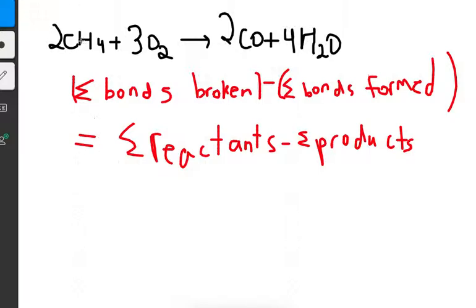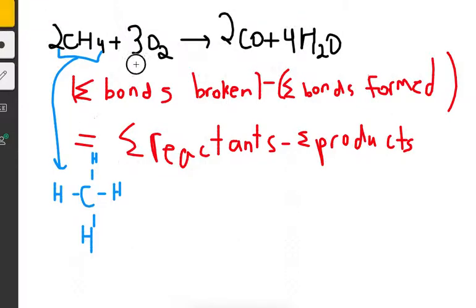So CH4. I'm going to draw it down here. So you have C, H, H, H, H, CH4. Now O2, I will draw. O2 looks like this. So O with a double bond between each oxygen.